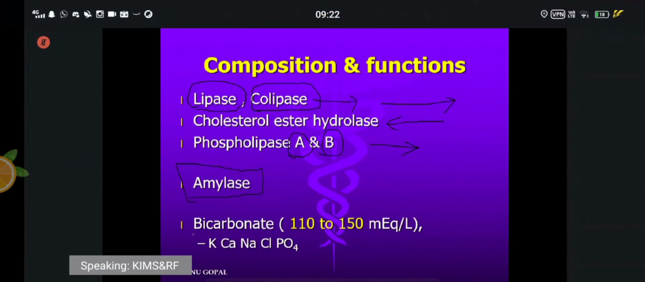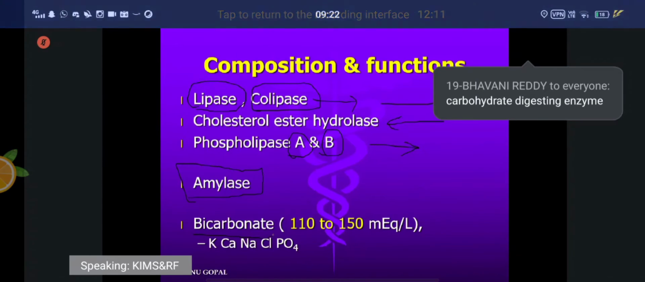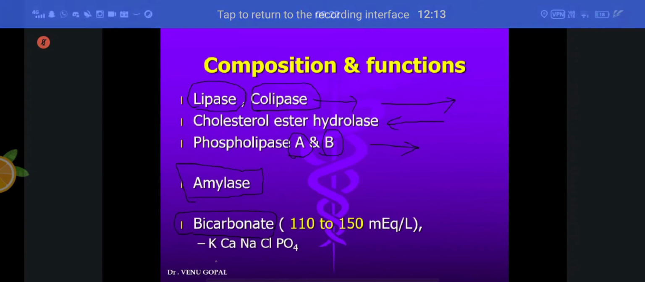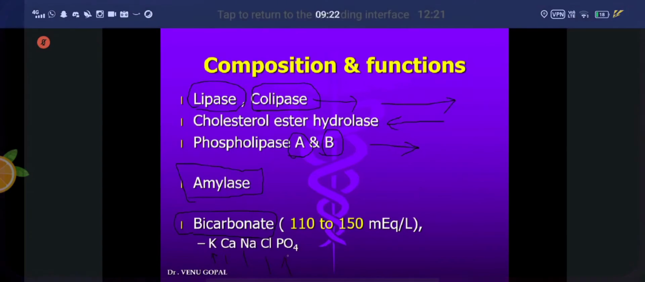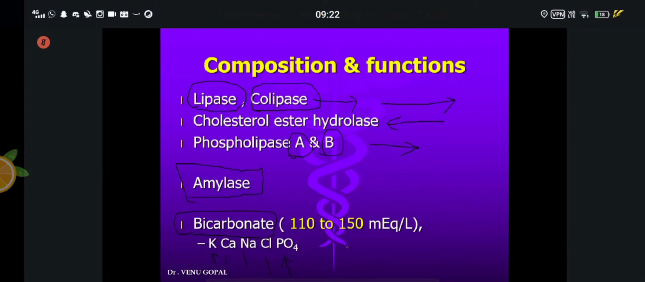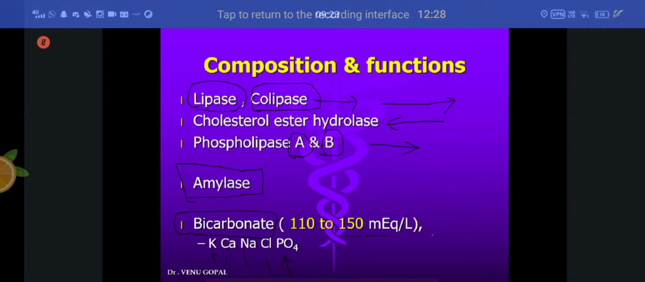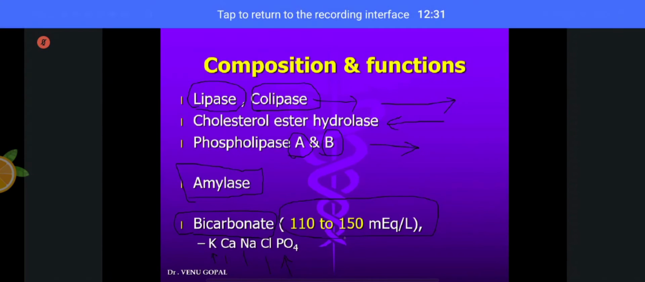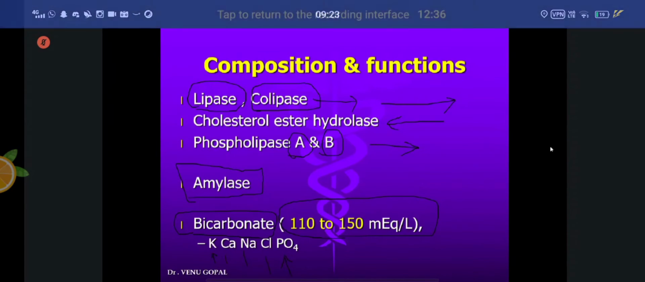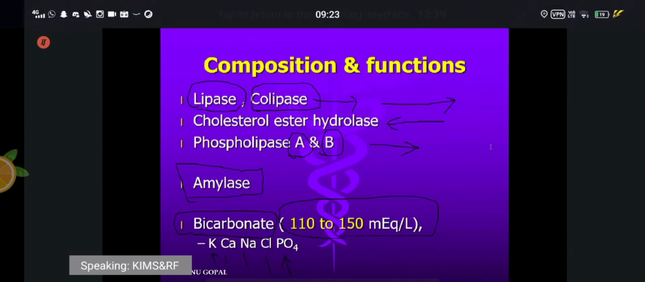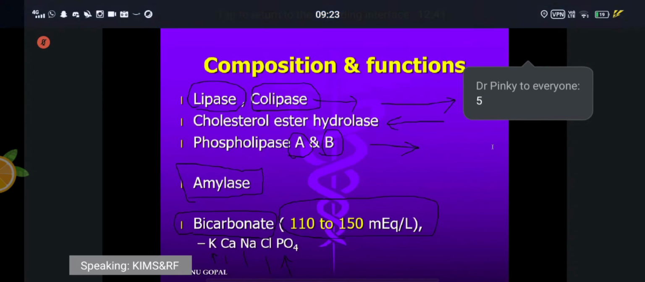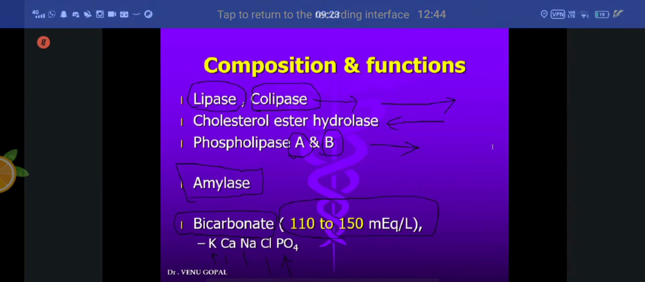Then in the inorganic components, the bicarbonate is the number one. Remaining things are very few. Potassium, calcium, sodium, chloride, phosphate. These things in minimal concentrations. But bicarbonate concentration, you can see this is around 110 to 150 milligrams per liter in the pancreatic juice. How many times it is higher when compared to blood concentration? Somebody can calculate from your memories and mathematics. Yes, roughly 4 or 5 times. Correct.